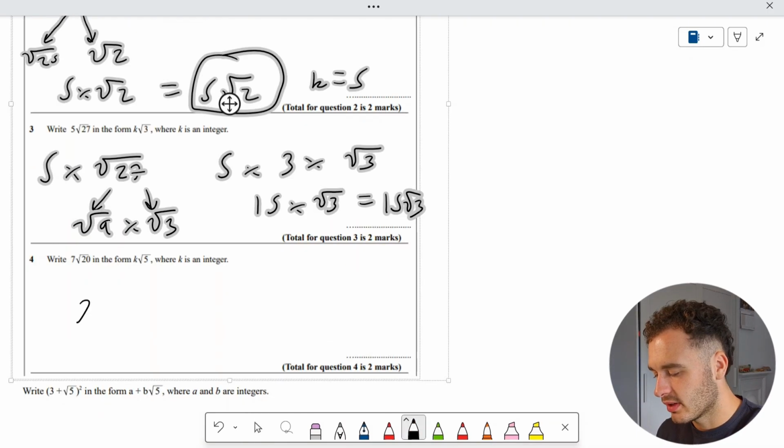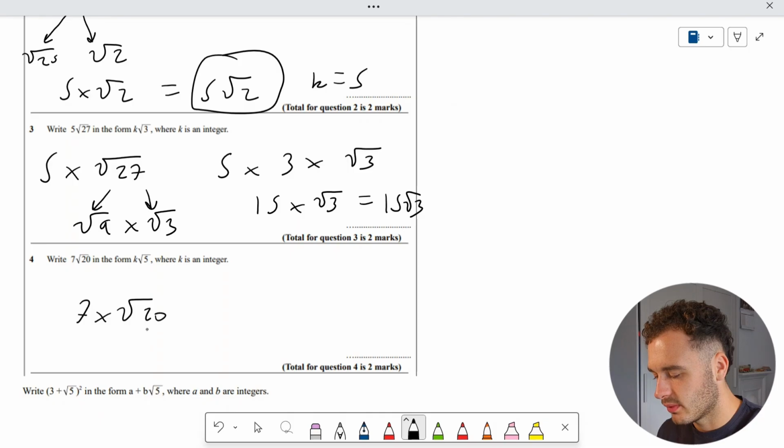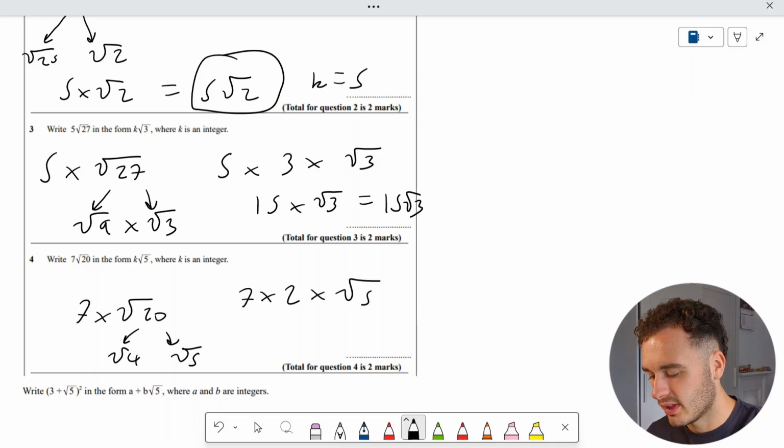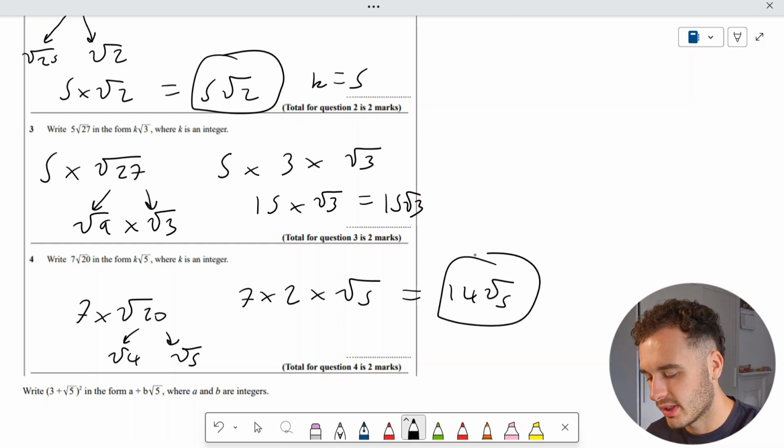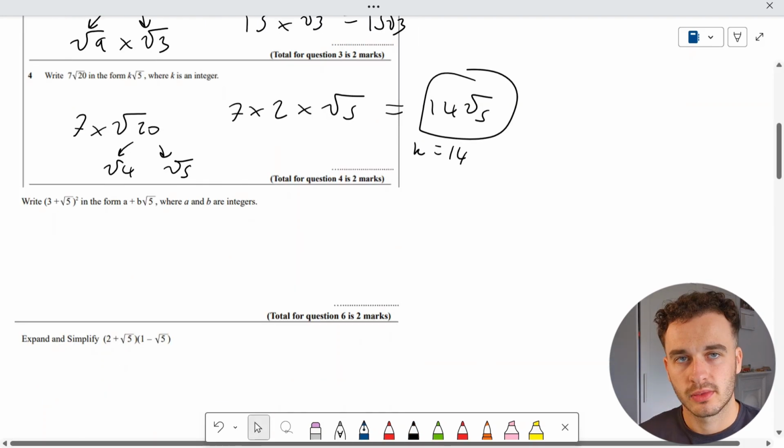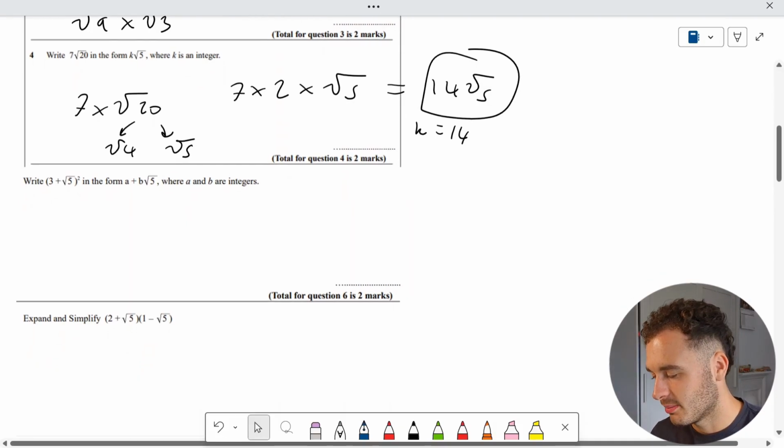So we've got 7 times by root 20. Root 20 can be split up into root 4 and root 5. The square root of 4 is 2, so this is the same as 7 times 2 times root 5. So we've got 14 root 5 is our answer, where k is 14. So that is simplifying surds. We're now going to move on to expanding surds.